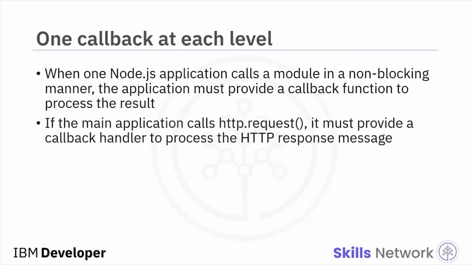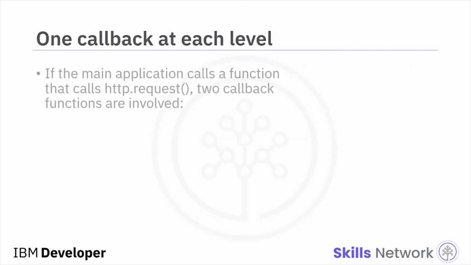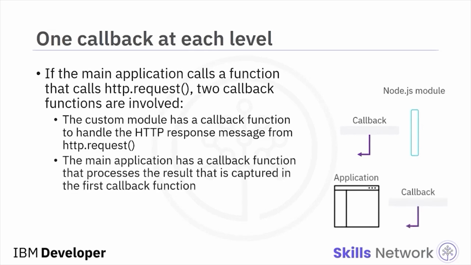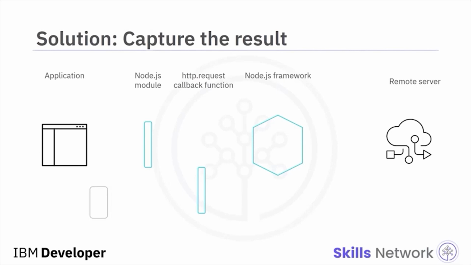If the main application calls http.request, it must provide a callback handler to process the HTTP response message. If the main application calls a function that calls http.request, there are two callback functions. The custom module has a callback function that handles the HTTP response message from http.request. And the main application has a callback function that processes the result captured in the first callback function. Let us see how this solution works. We will create a callback function to capture the result from the http.request function call.